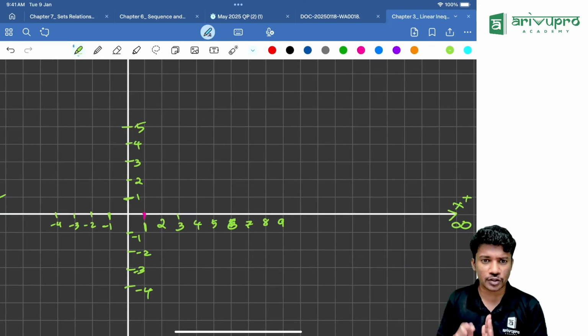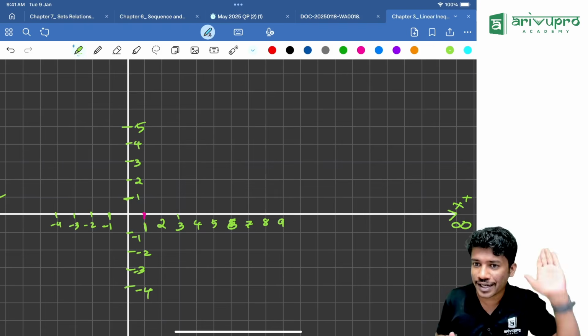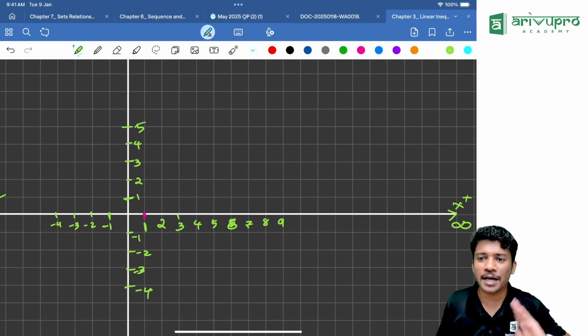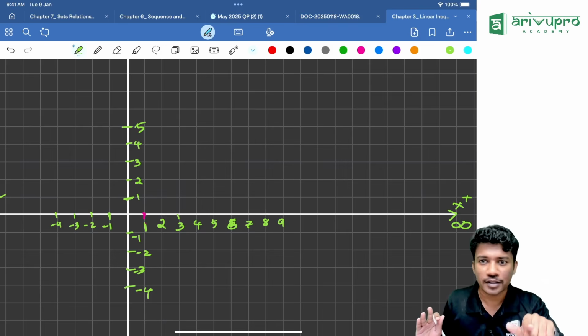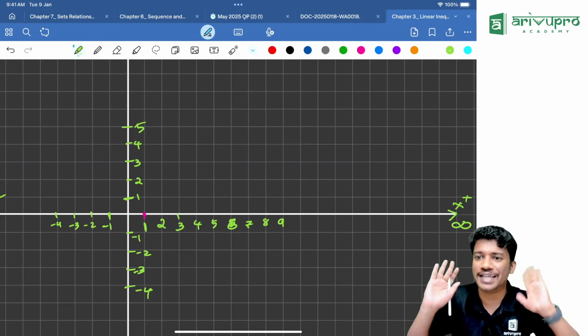Now I am going to tell you something. In the future or in the examination or in this chapter, you are not going to draw any graph. This chapter is about drawing graphs, but I am telling you, you won't draw any graph. I'll teach you some trick which will help you in drawing and identifying graphs. We'll save a lot of time with that trick.